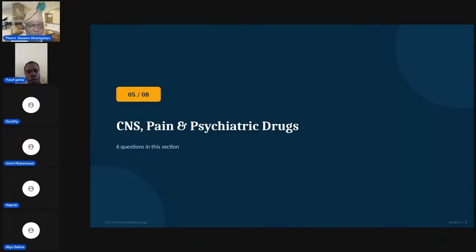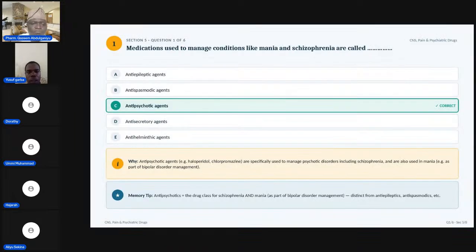So we are going to the next phase, which is the CNS pain and psychiatric drugs. Are we together? Okay. The next one has to do with medication used to manage conditions like mania and schizophrenia. They are called antipsychotic drugs. Examples of such drugs could be haloperidol or chlorpromazine.